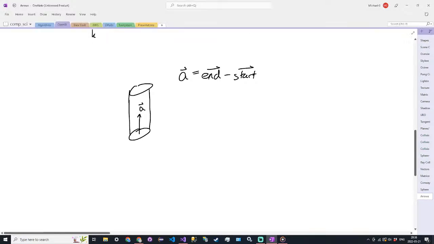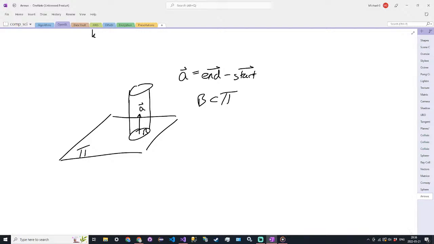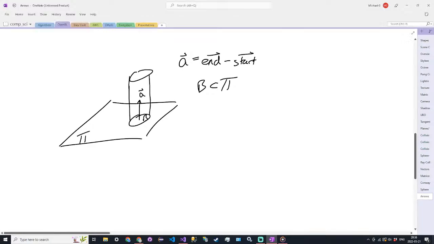And then we have a plane, which we'll call pi, and that contains the base. So we'll call the base B, and B is a subset of pi, the plane. And the way we're going to represent this plane pi is just using two vectors, because in 3D space, to represent a plane, you essentially just need a basis of two vectors.